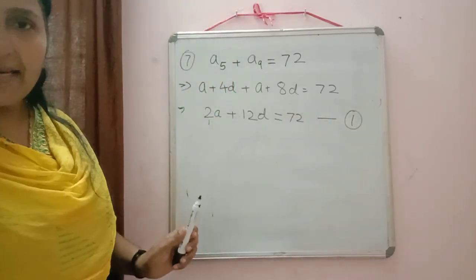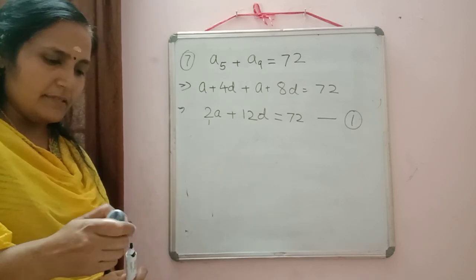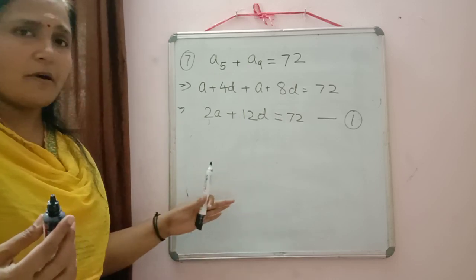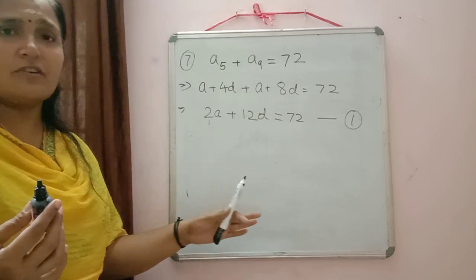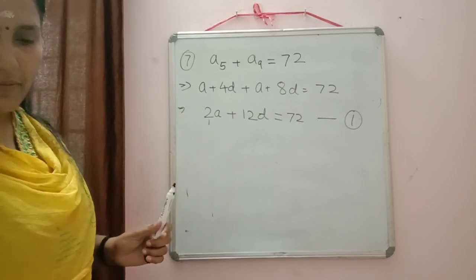Here if you want you can cancel it by 2 also. I haven't cancelled because sometimes in the second equation which we are writing, it is not necessary that it should get cancelled there also. So better don't cancel it. Write in this way only.